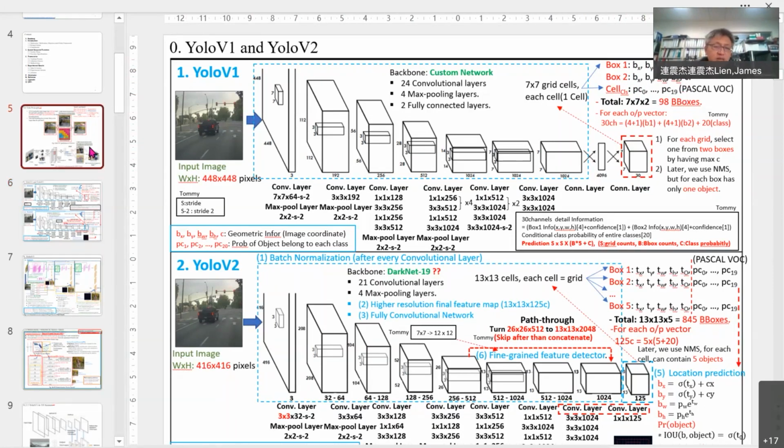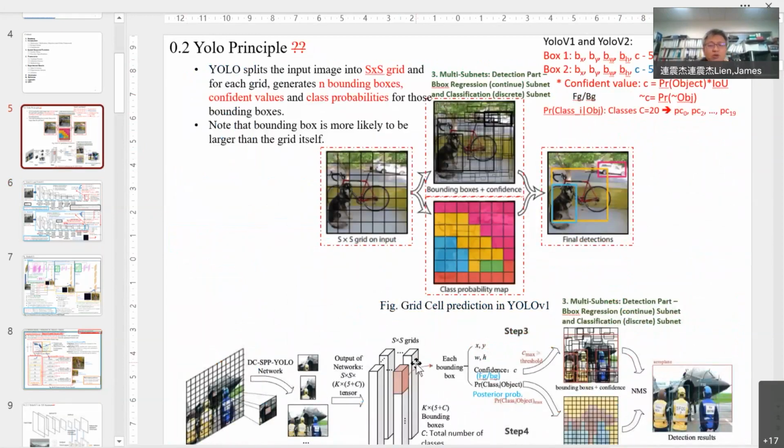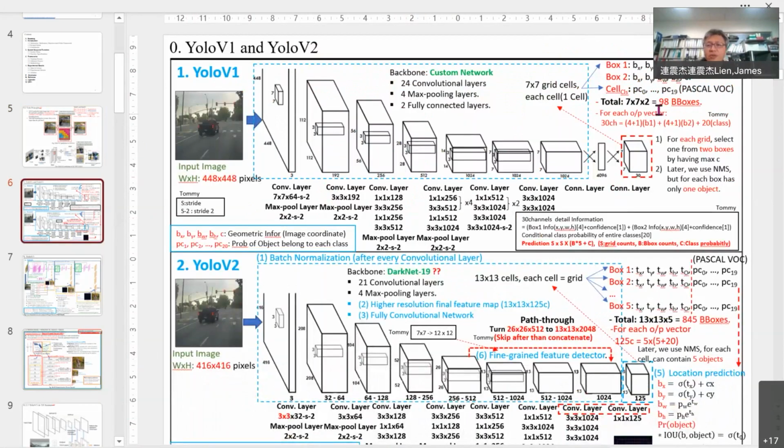Okay, so that means here you have 2 bounding boxes, 2 anchors, and 20 classes. So your total has 30 parameters. That's why they write 30 here. So for each grid, you have 2 anchors and 20 classes, so you have 30 parameters for each one. So your total will be 7 by 7 by 30.